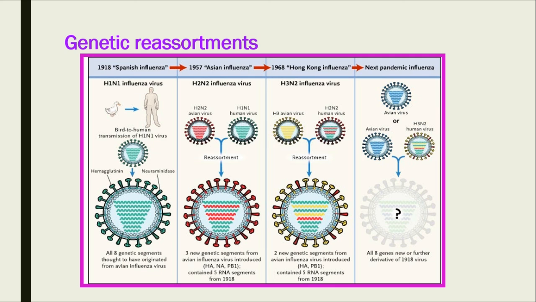In 1918 it was Spanish influenza with the H1N1 combination. In 1957 it was H2N2 influenza, which is called Asian influenza. In 1968 it was H3N2. Recently we had the H5N1 type variety. So the next pandemic is unpredictable because of this antigenic shift, which is usually happening in influenza virus.